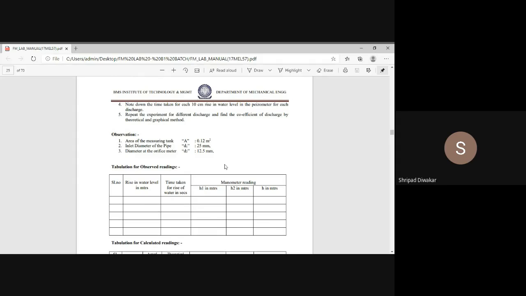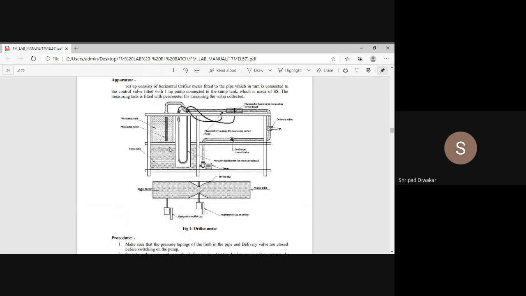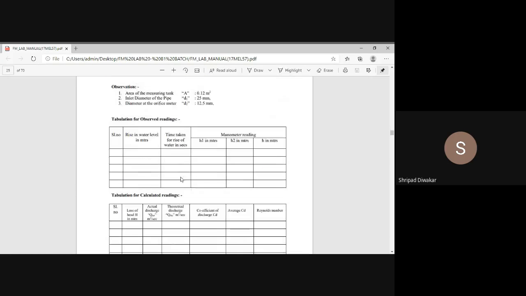Observation: the area of measuring tank. You can see the tank in the figure. This one is your tank. Whatever the manometer is kept inside, that is nothing but your measuring tank, and it has an area of 0.12 square meters. Note down the area of the measuring tank.